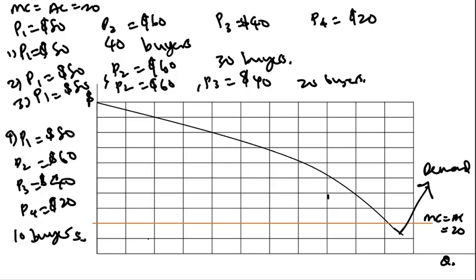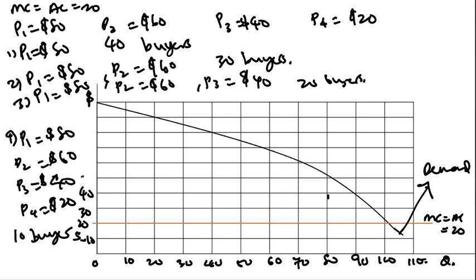Okay, so let me label the horizontal axis and also the vertical axis, the coordinate. So we have here 0, 10, 20, 30, 40, 50, 60, 70, 80, 90, 100, 110. So here also we have 10, 20, 30, 40, 50, 60, 70, 80, 90, and 100.